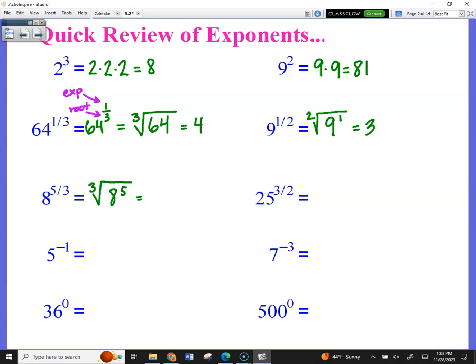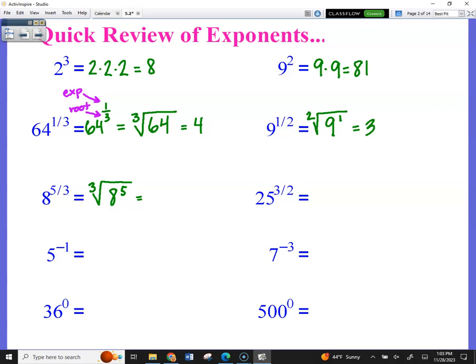Now, there's 2 ways to do this. You could go to your calculator and just type it in, or you could try to remember how to break this down. If you're taking the root of a base to a power, and the power is higher than the root, then you can pull out one of the bases as a perfect root. So what do I mean by that?